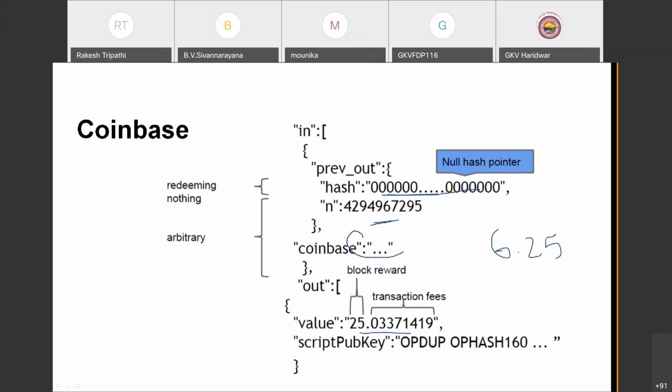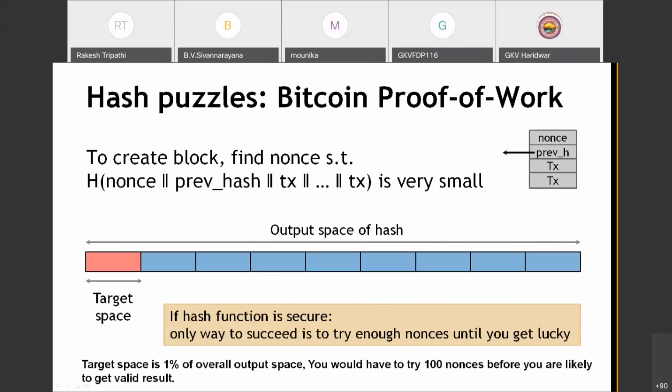In the Coinbase field I can write my comment, and in the output I say that this is the transaction fee, and this is the block reward. 25 was 2 years back, 5 years back. Now it is 6.25. So any miner whose block is written onto the blockchain will get a block reward of 6.25. So this is what we do: we hash the nonce, previous block hash, and all transactions, and this is called the search space. If the target space is small, they have to put in a lot of effort.